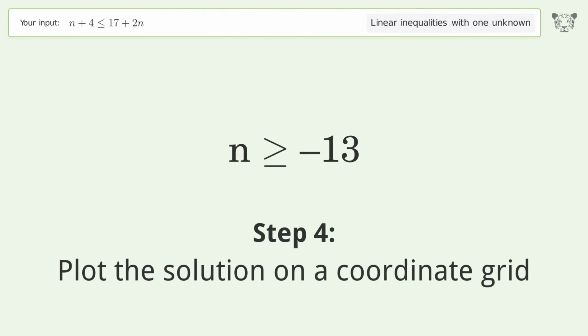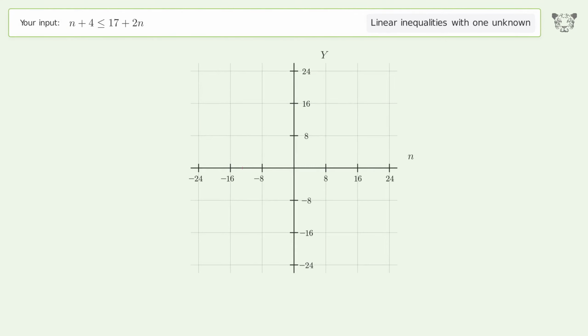Plot the solution on a coordinate grid. And so the final result is n equal or greater than -13.